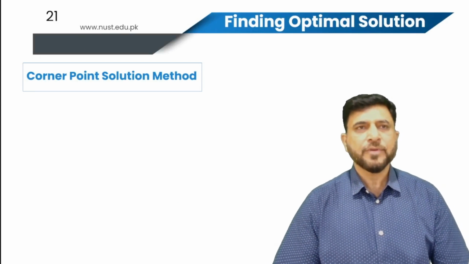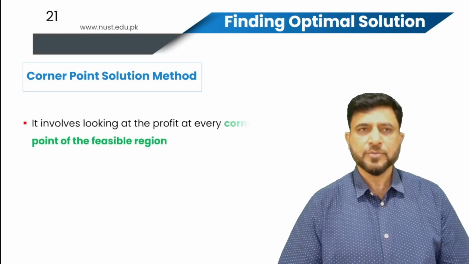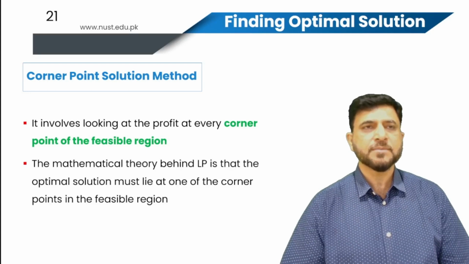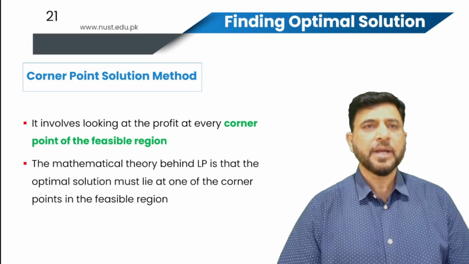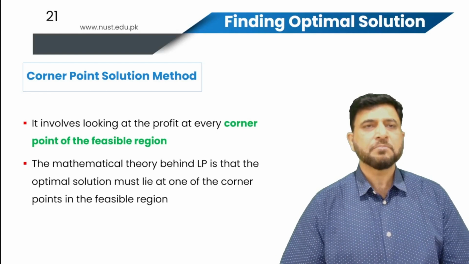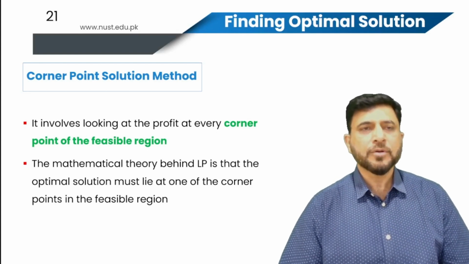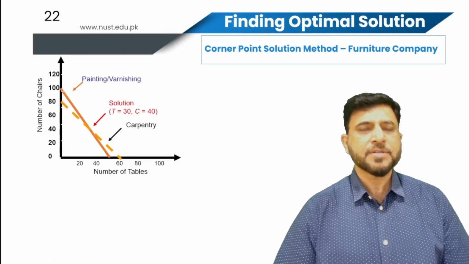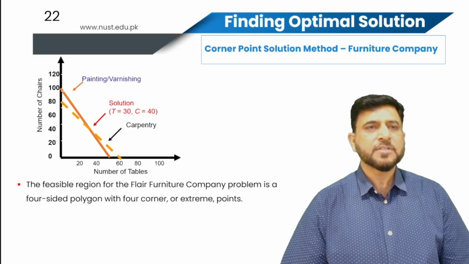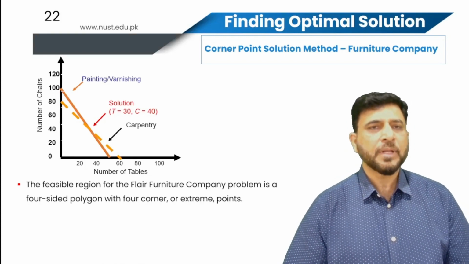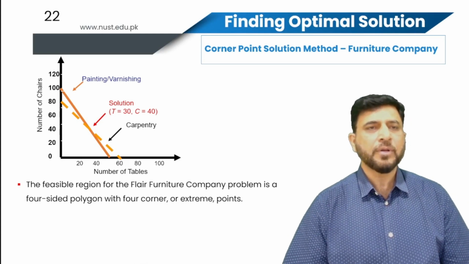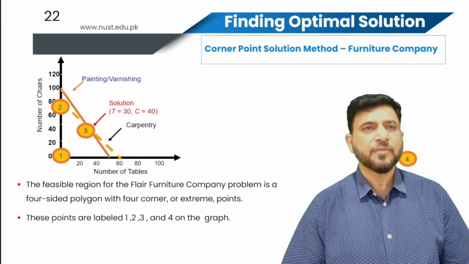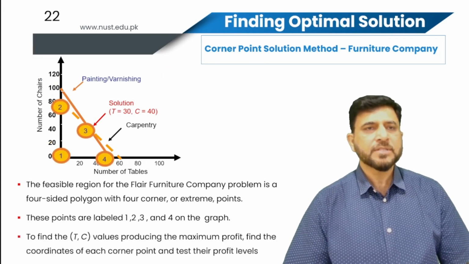Coming to the solution of it, we go with the corner point solution method. It involves looking at the profit at every corner point of the feasible region. The mathematical theory behind LP is that the optimal solution must lie at one of the corner points in the feasible region. So how can we do it with the furniture company? The feasible region for the Flair Furniture Company problem is a four-sided polygon with four corner or extreme points. These points are marked as 1, 2, 3 and 4. So these are four corner points.